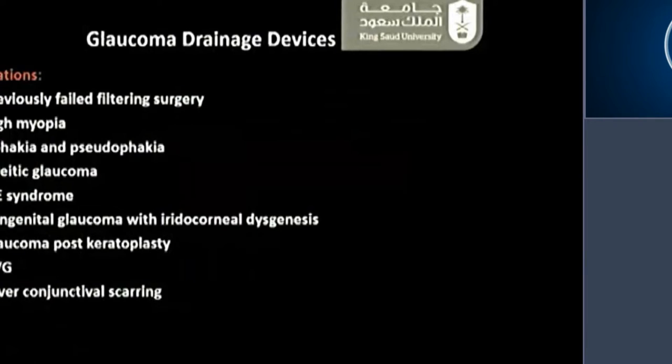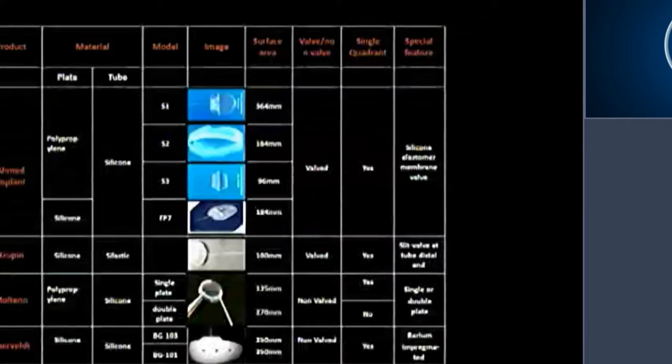We can use the glaucoma drainage devices in a previously failed filtering surgery, in patients who are having high myopia, in aphakic patients, and pseudophakic patients with uveitic glaucoma, ICE syndrome, congenital glaucoma with iridocorneal dysgenesis, glaucoma post-keratoplasty, neovascular glaucoma, and severe conjunctival scarring in which your filtering surgery is expected to fail.